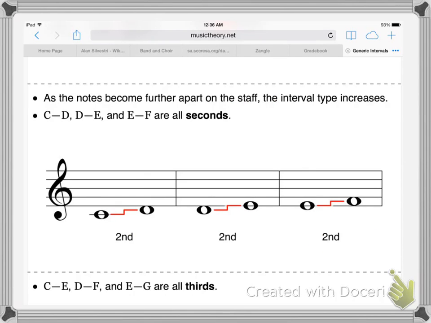As the notes become further apart on the staff, the interval type increases. So C to D, or D to E, or E to F are all called seconds. Now, the way my teacher in college taught us to do it is put your pencil on the bottom note and count that as 1, and then move to the next note, alternating: line, space, line, space, line, space, which you'll see what I do there in just a minute, and keep counting, and whatever you get to, that's how far it is apart. So in this case, it would be 1, 2, and that's a second.